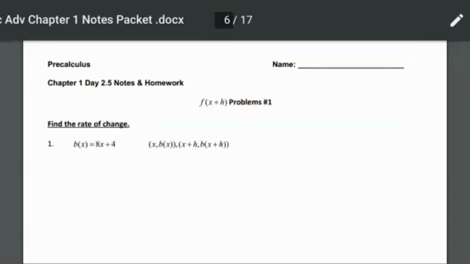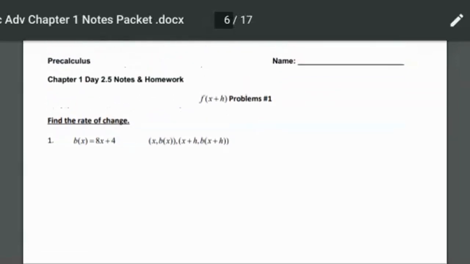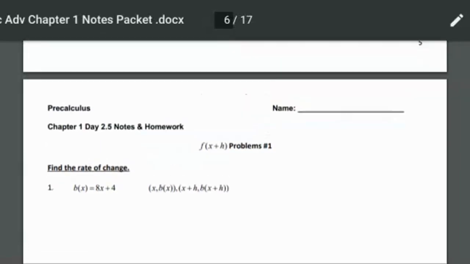We are looking at the day 2.5 notes and homework. For the notes, we're going to do number 3 together on this paper, and then the homework will be to finish it. So this exact paper. All right, so first of all, the directions say find the rate of change.